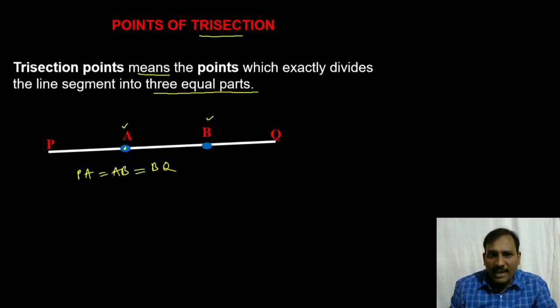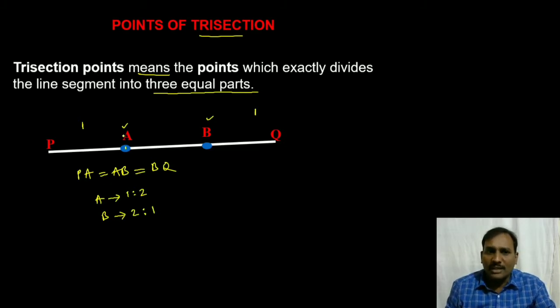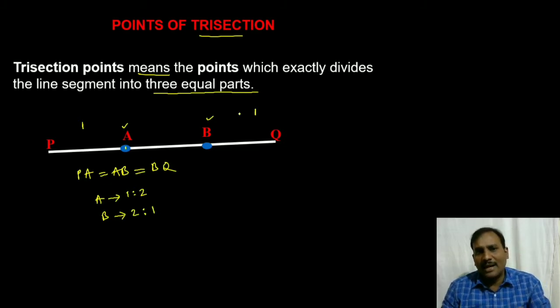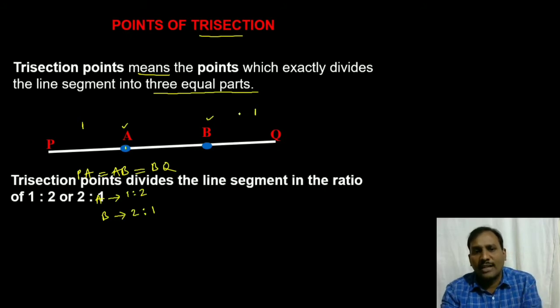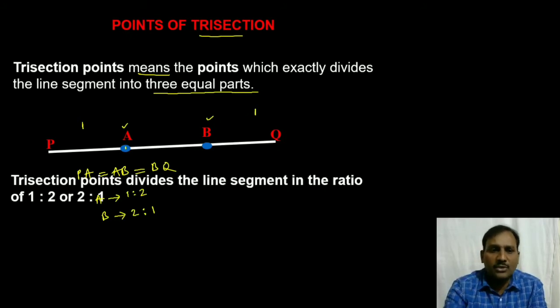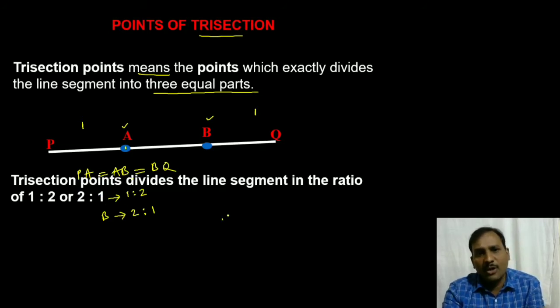Now, on the left side of A you have one part and on the right side of A you have two parts. So, A divides in the ratio of 1:2. And what about B? On the left side of B you have two parts and on the right side you have one part. So, B divides in the ratio of 2:1. Therefore, the points of trisection divide the line segment in the ratio of 1:2 or 2:1. Now, we'll see some problems based on these points of trisection.